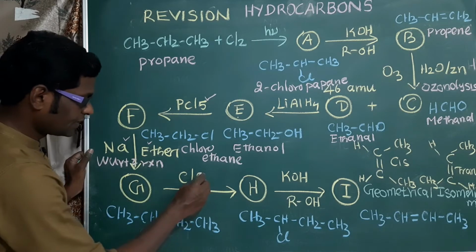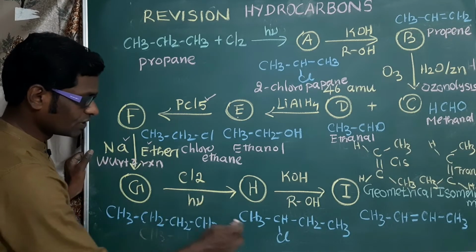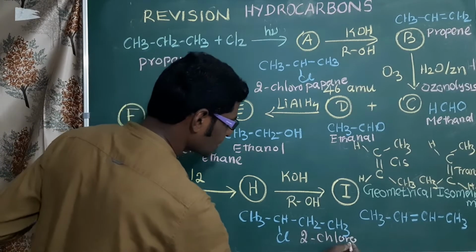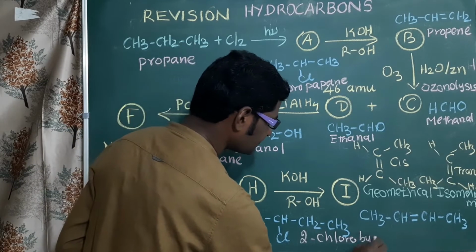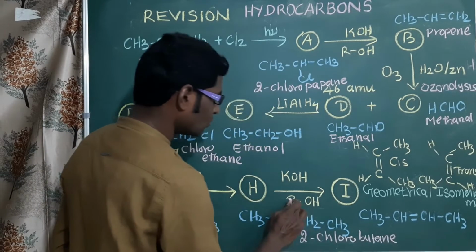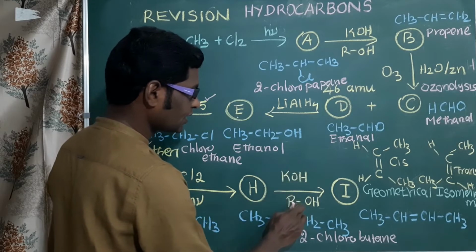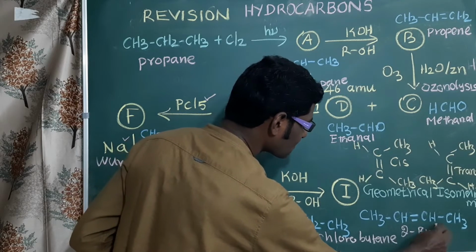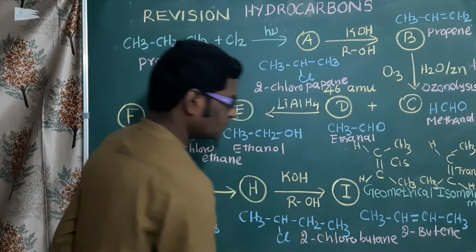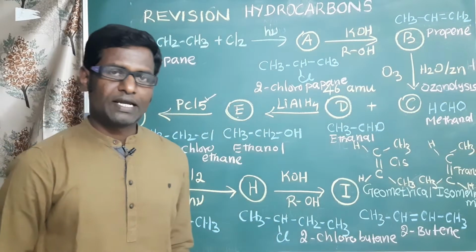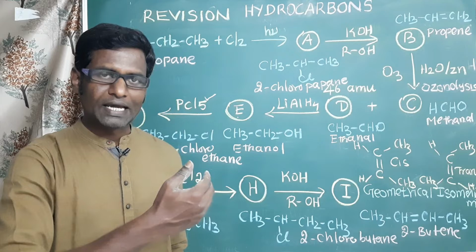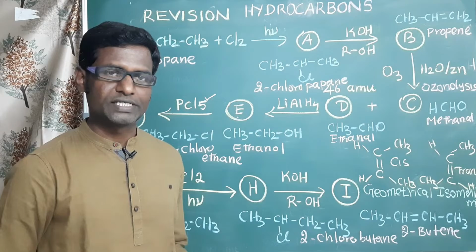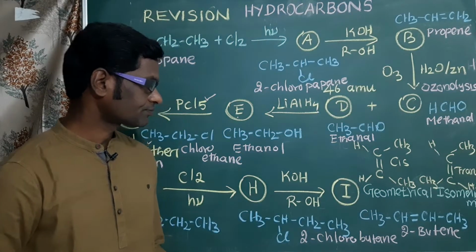When butane is again treated with chlorine in the presence of light, you will get chlorobutane, 2-chlorobutane. This reaction is called a photolytic substitution reaction. This 2-chlorobutane treated with alcoholic KOH undergoes beta elimination, and we will get 2-butene. For this 2-butene we can write geometrical isomerism. When similar groups lie on the same side, it is called cis isomerism. If similar groups lie on opposite sides, it is called trans isomerism.